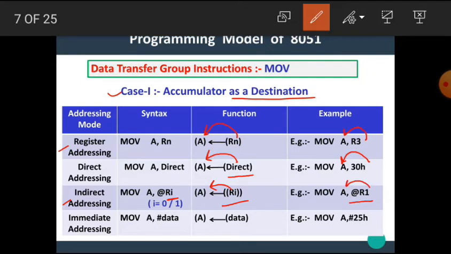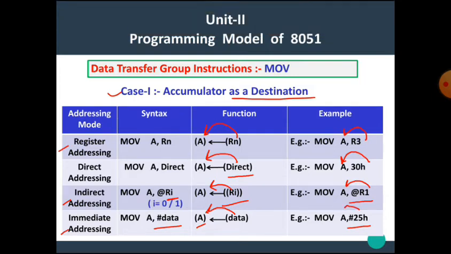the accumulator. The next addressing mode is immediate addressing mode. Its syntax is MOV A, immediate data. That means this data is loaded or copied instantly into the accumulator. For example, MOV A, #25h. That means 25h, this data, is copied into the accumulator.